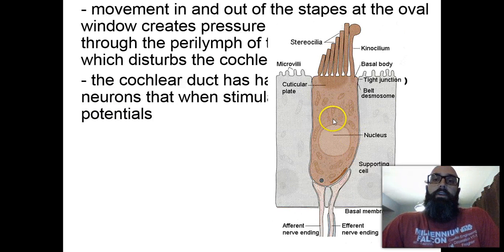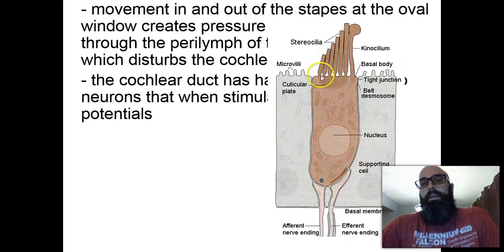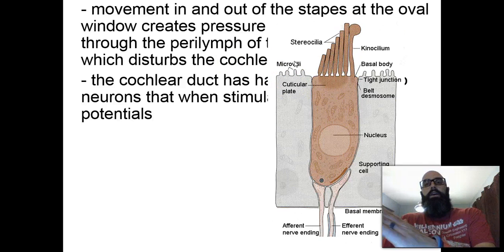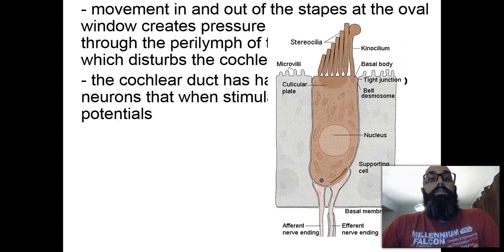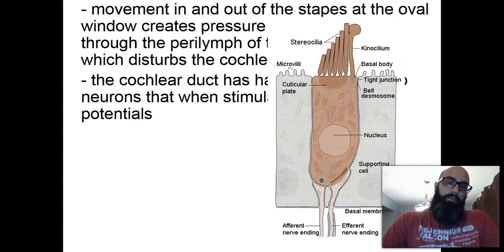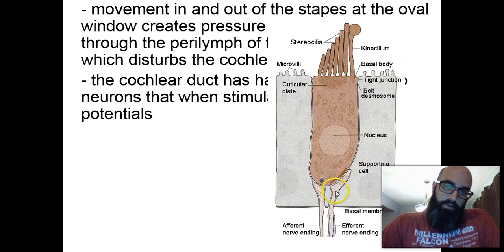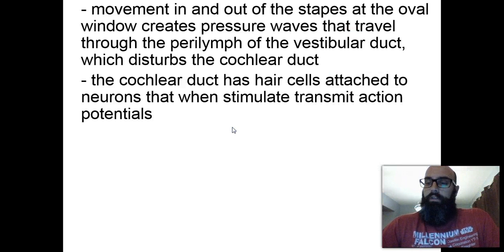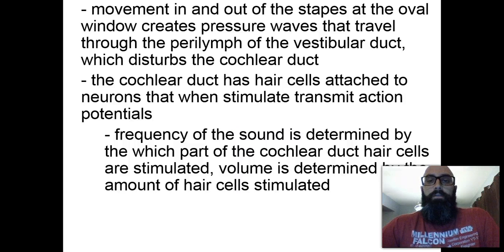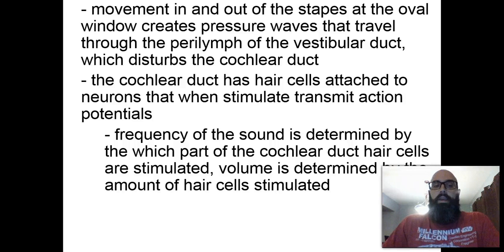Here's what hair cells are going to look like. If you notice, they kind of look like the bars on a cell phone, but when they are disturbed or tilted to the side, that's the absorption of the waves in the perilymph, and that creates a difference in the membrane potential, which sends signals down through the nerves, generating action potentials being sent to your brain. Now, the frequency of the sound is determined by which part of the cochlear duct the hair cells are stimulated. Remember, frequency is how low or how high pitched a sound is. The volume of that sound is determined by how many hair cells are stimulated.